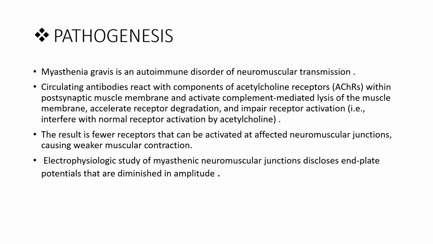Now about pathogenesis: myasthenia gravis is an autoimmune disorder of neuromuscular transmission. Circulating antibodies react with a component of the acetylcholine receptor within the postsynaptic muscle membrane and activate complement-mediated lysis of the muscle membrane, accelerated receptor degradation, and impaired receptor activation. The result is fewer receptors that can be activated at the affected neuromuscular junction, causing weaker muscular contraction. Electrophysiologic study of the myasthenic neuromuscular junction discloses end plate potentials that are diminished in amplitude.